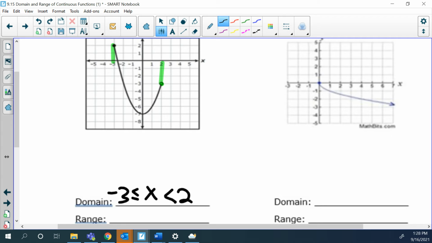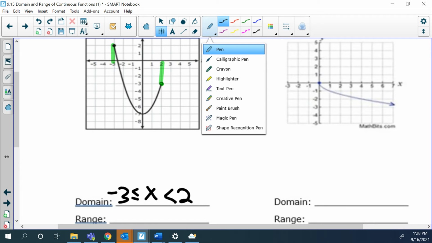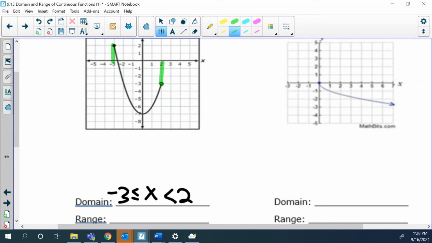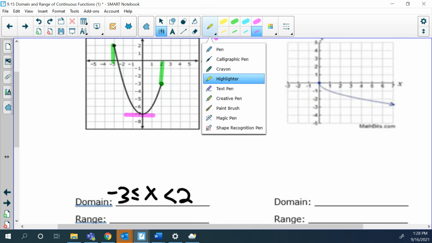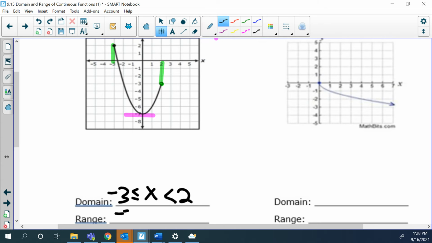All right. Now the range, we must find the lowest point on the graph. The lowest point on the graph is going to be this point right here, which is -7. And because that's a closed circle, I'm going to use less than or equal to. That's the lowest point.